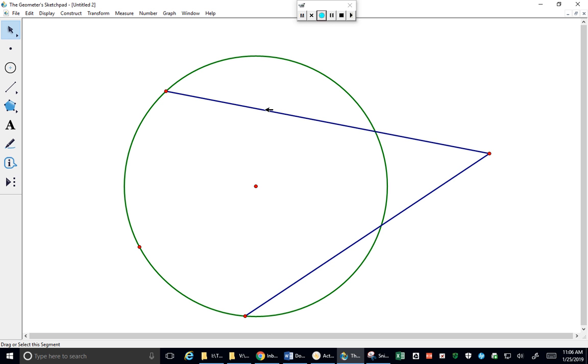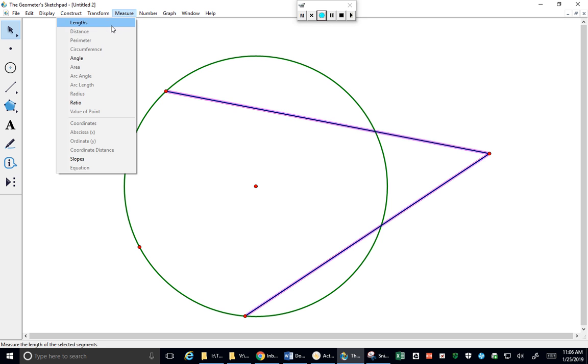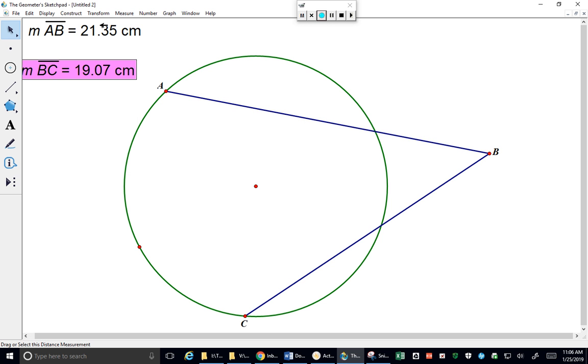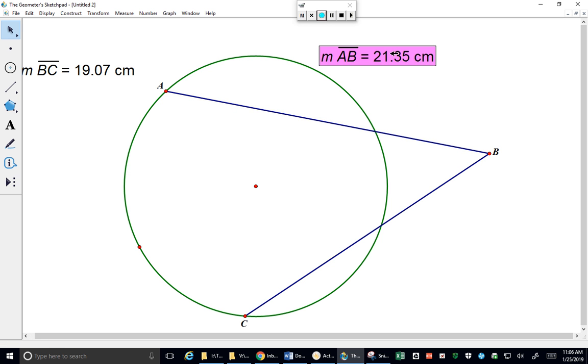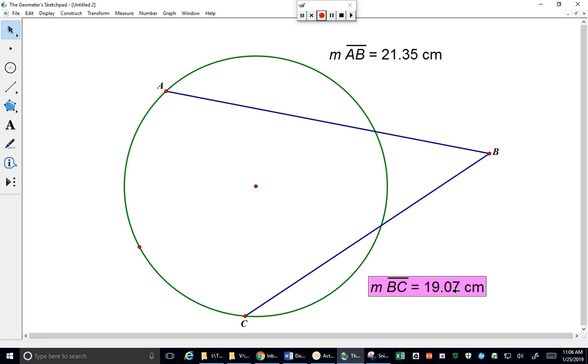Okay, so one thing was the entire length. So let me measure these entire lengths. Select, select. Measure entire length. So this is the entire length of that top secant, and this one is the entire length of the bottom secant. Now the other part I had was the outside.